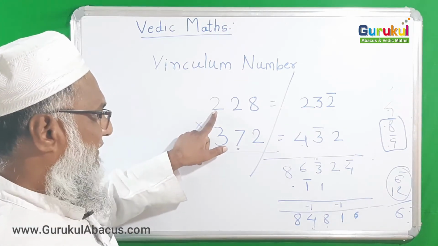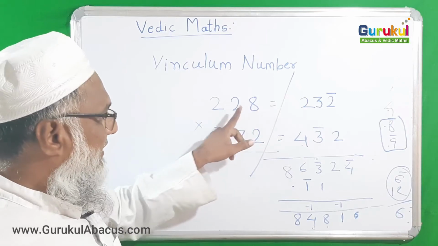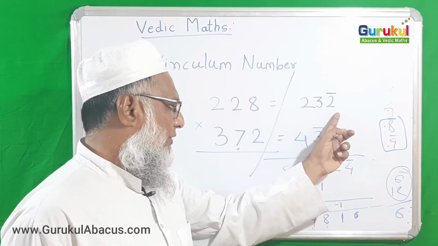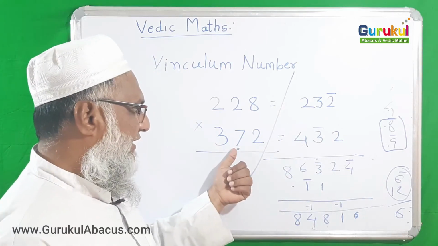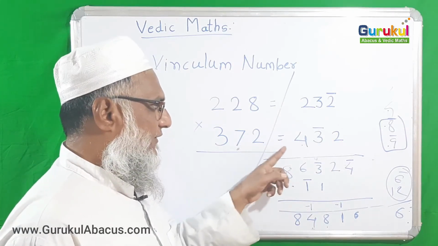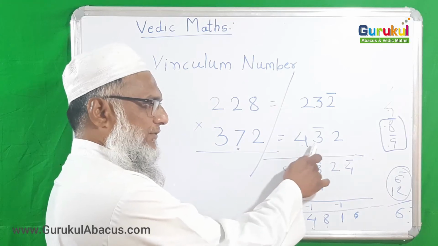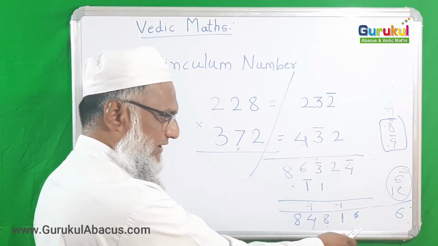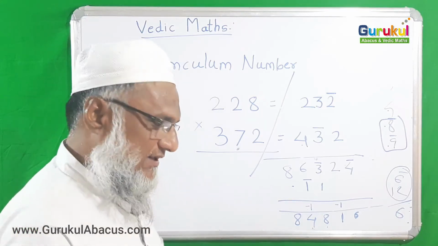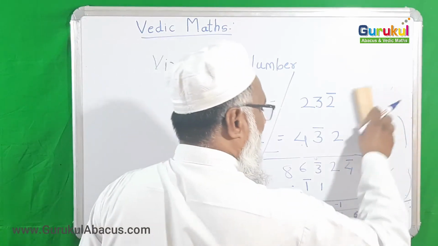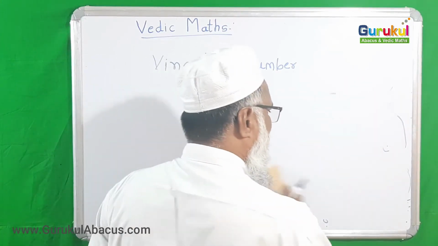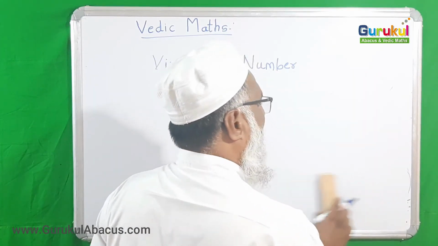Here again we are recapping ourselves. Our original number was 228. We converted this number into a Vinculum number as 232. Our second number was 372. We converted it into a Vinculum number as 4 bar 3 2, and then we started multiplication, and at last we got this answer. Okay. Now some more numbers we will convert in that way, and also we will do one more multiplication, so definitely our concept will be more clear.